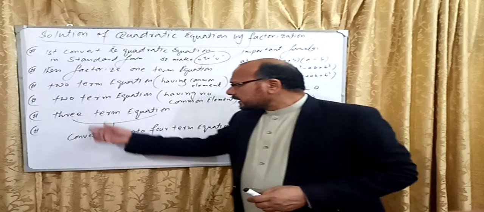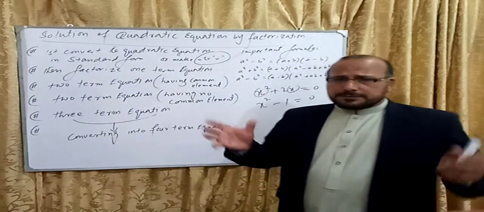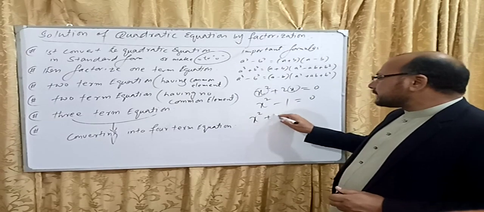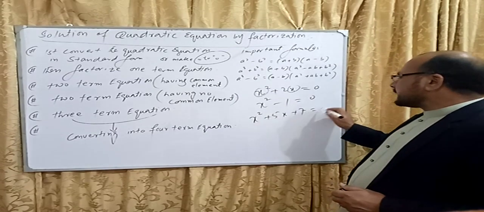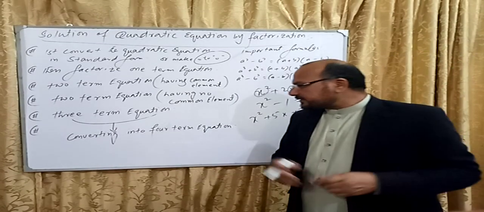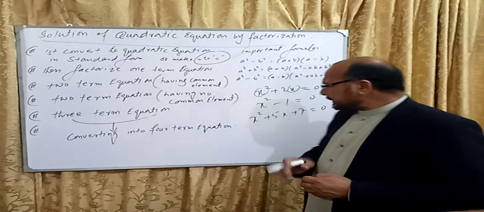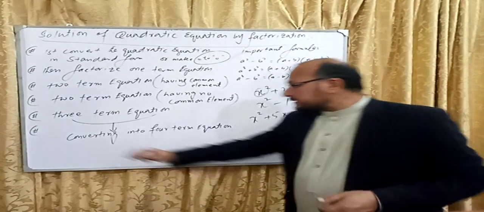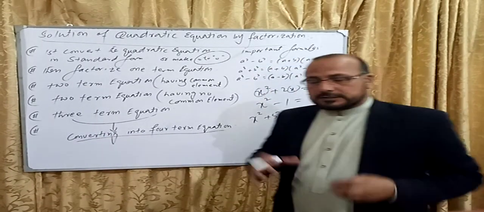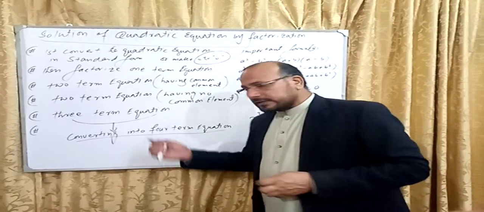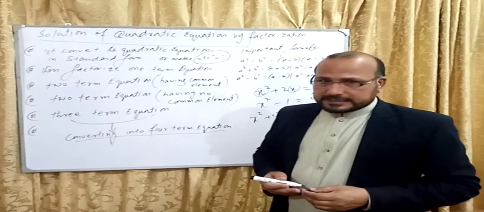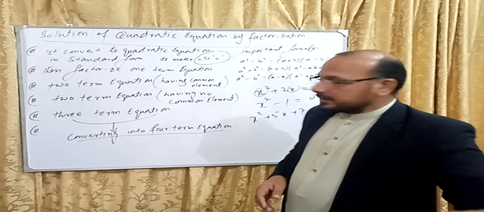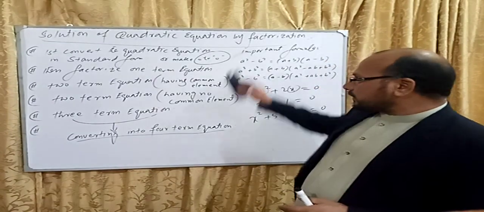The third one is the three terms equation. In case we have three terms, how can we make the factors? Like x square plus 5x plus 7 equal to 0. For that purpose, we have a particular method through which we can convert the three terms expression into four terms. After converting them into a four-term equation, we can find out the factors. Yeah, we can find out the factorization form.